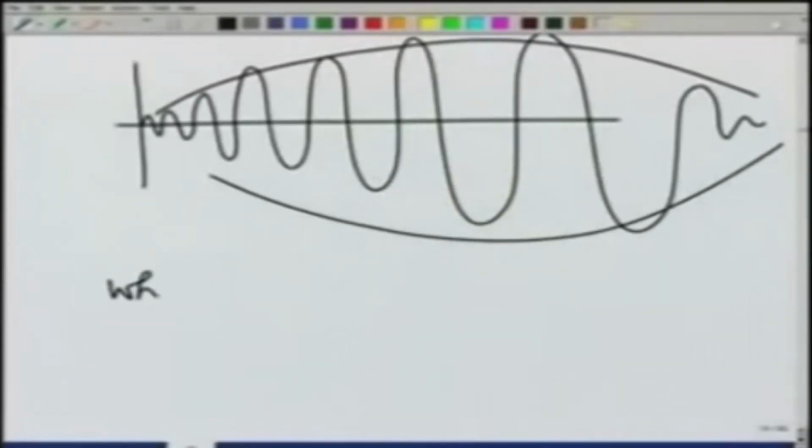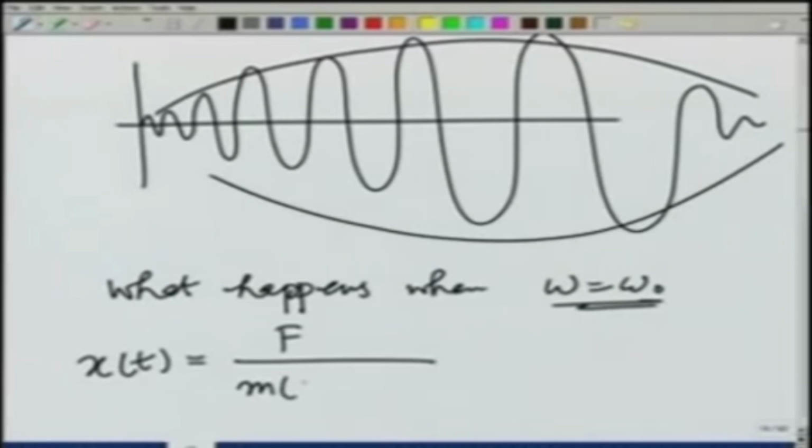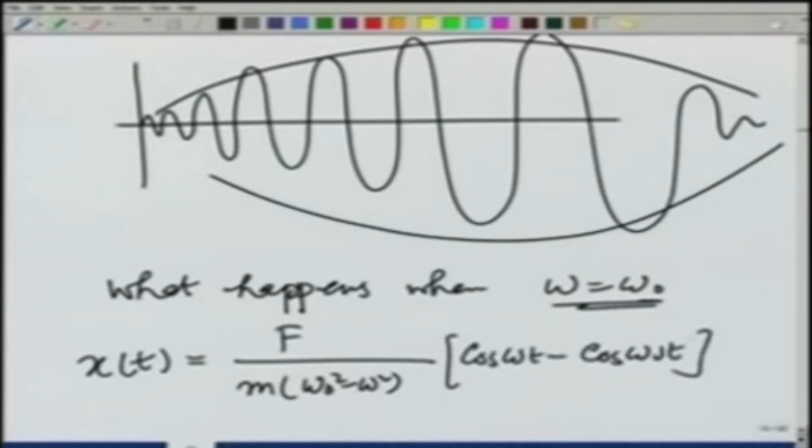What would be a very interesting question to ask now is, what happens when omega equals omega 0? Recall that the solution is x(t) equals F over m(omega 0 square minus omega square) times (cosine of omega t minus cosine of omega 0 t). I cannot substitute omega equals omega 0 directly here, because when I divided I assumed omega and omega 0 were not equal. So, I take the limit omega going to omega 0.